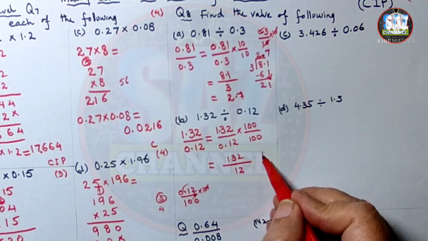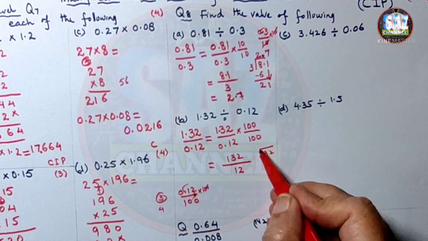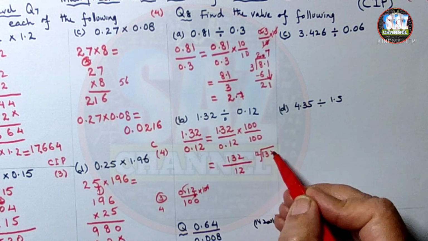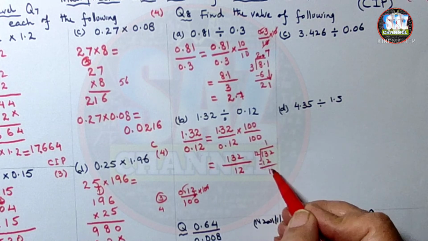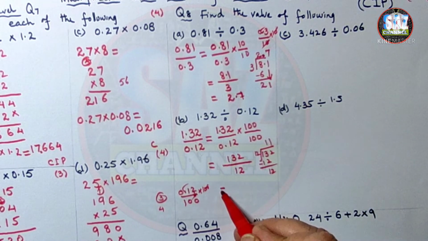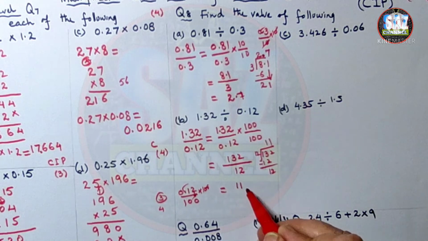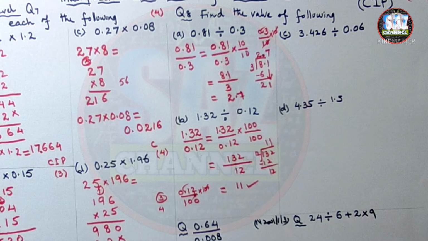Now 132 has to be divided by 12, like in junior classes. 12 ones are 12, minus 1, and this is 12, and this question has the answer 11. I hope these are really easy, really clear questions, and now these questions will not be difficult for my students at all.